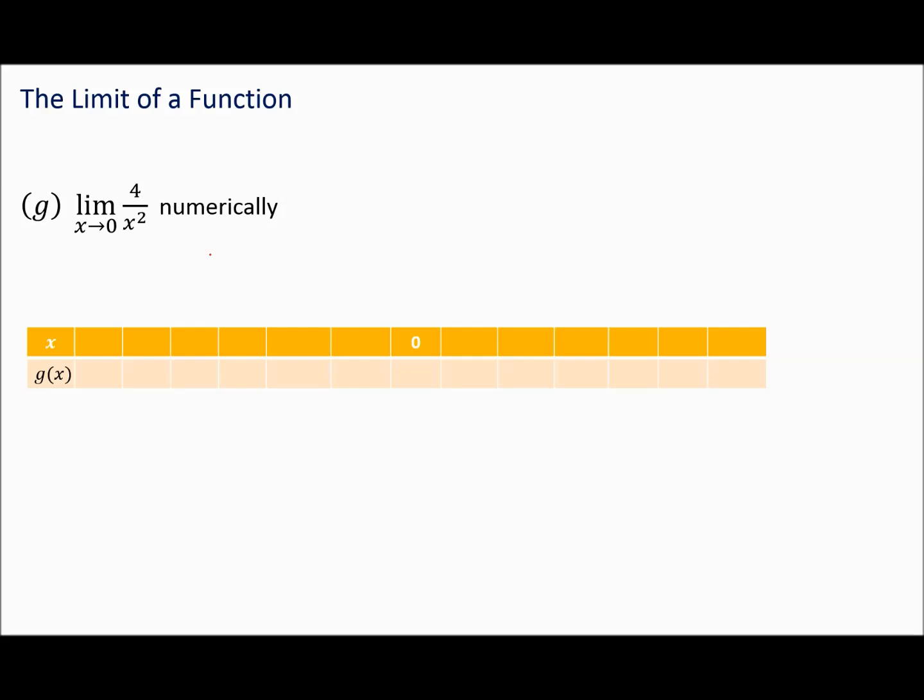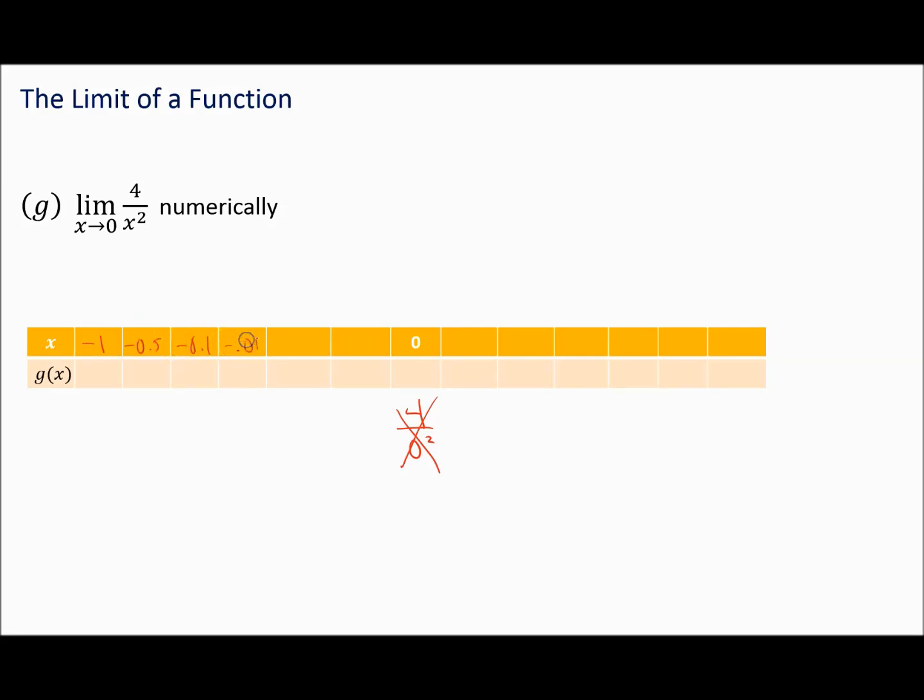Now, my question is, can we just plug 0 in? Well, let's try it out. It would give me 4 over 0 squared, which is undefined. I can't do that, right? Even if I could do it, we still need to do this numerically, which means get closer and closer to 0 from both sides. So a number less than 0 might be -1, or we could try -0.5, or we could try -0.1.